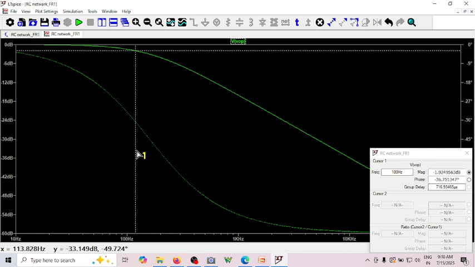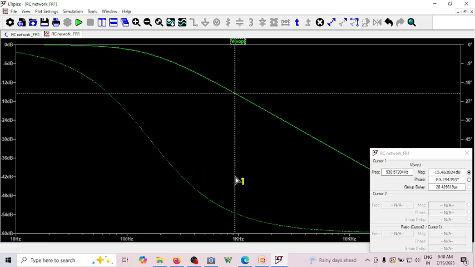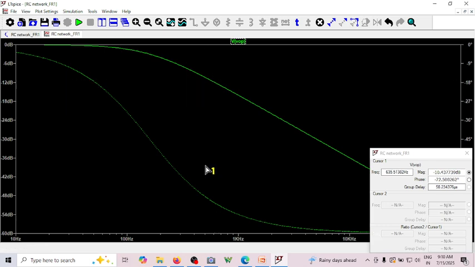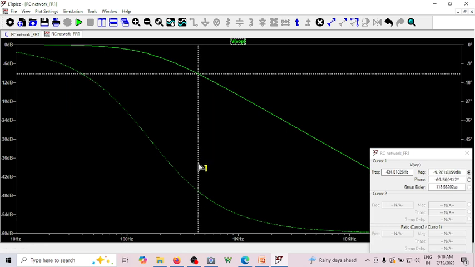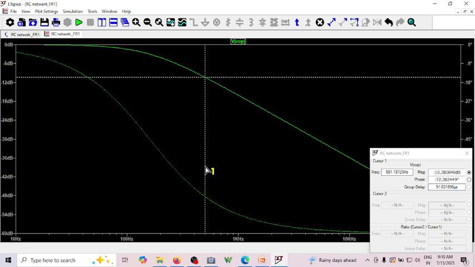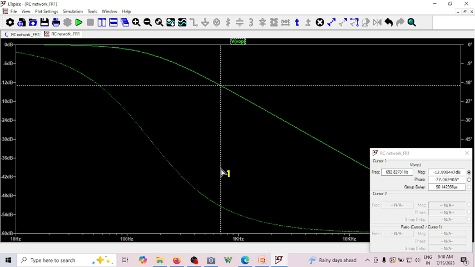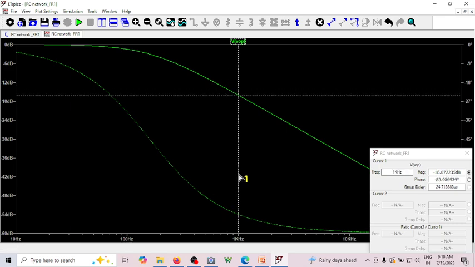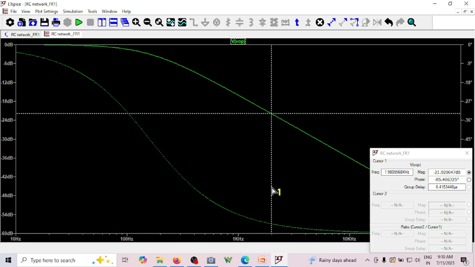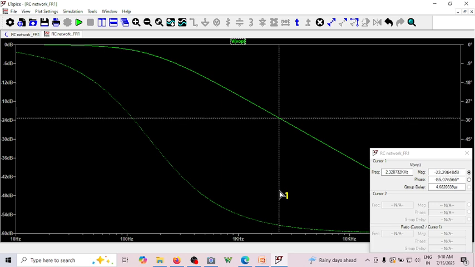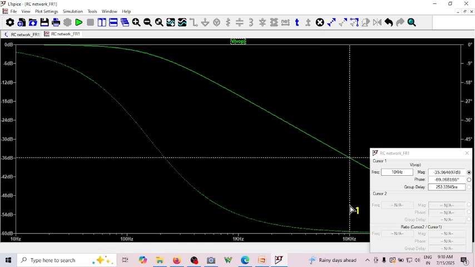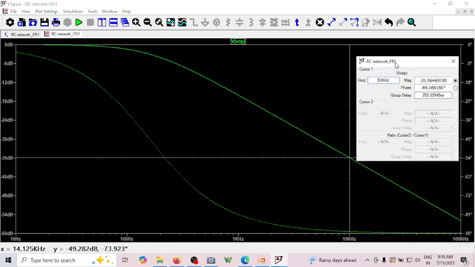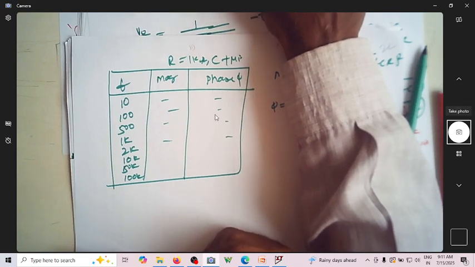Let me set it to 500 hertz. This is at 500 hertz, what is the magnitude and phase. And at 1 kilohertz, what is the magnitude and phase. At 2 kilohertz, what is the magnitude and phase. At 10 kilohertz, what is the magnitude and phase. So this is how you can relate the magnitude and phase for a given frequency from the plot to the readings that you calculate.